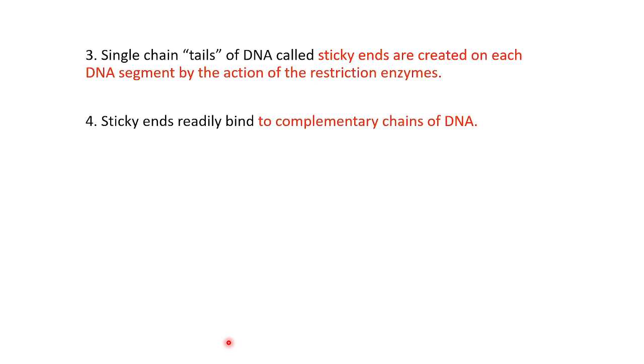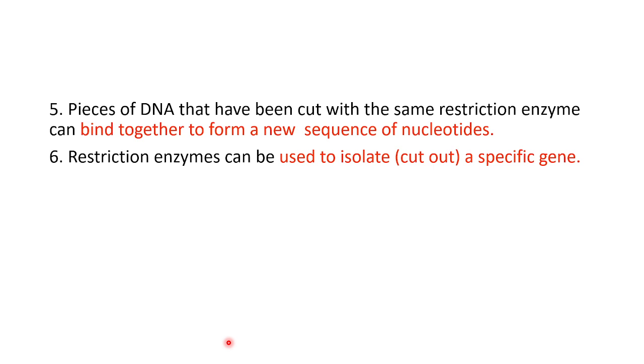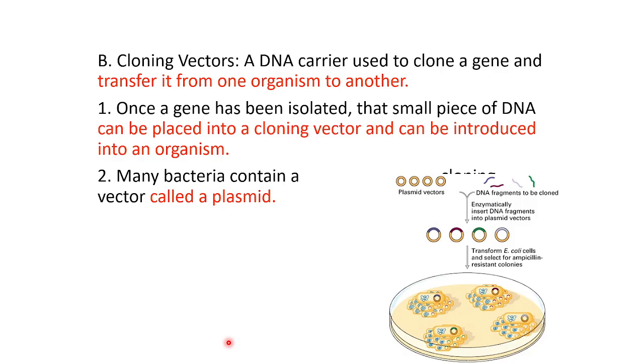The sticky ends readily bind to complementary chains of DNA, and then there is phosphorylation and ligation, leading to the joining of the 3' OH with the phosphate group at the 5'. So that is how ligation works. The pieces of DNA that have been cut with the same restriction enzyme can bind together to form a new sequence. So restriction enzymes can be used to isolate or cut out a specific gene.